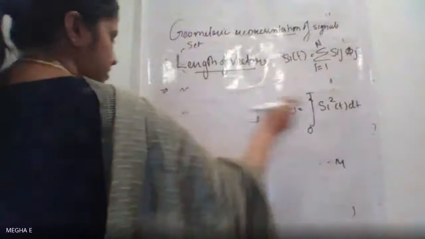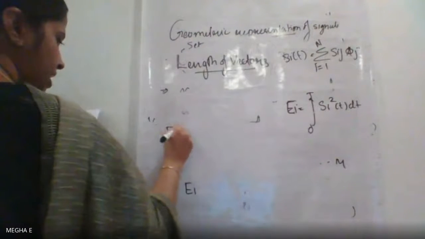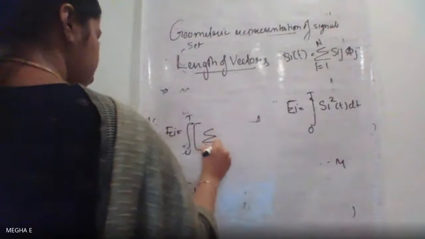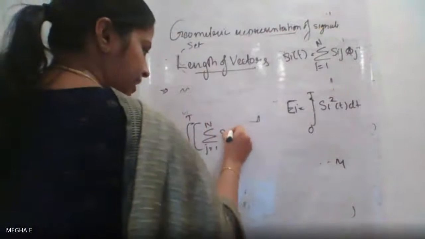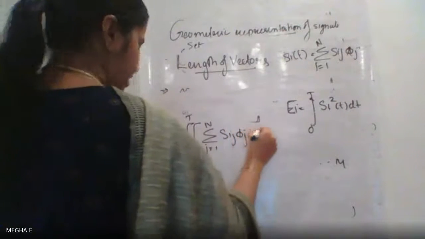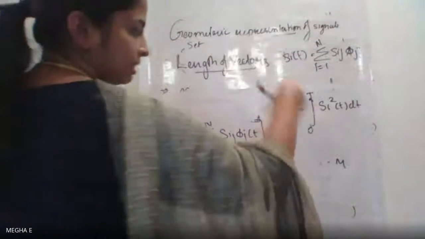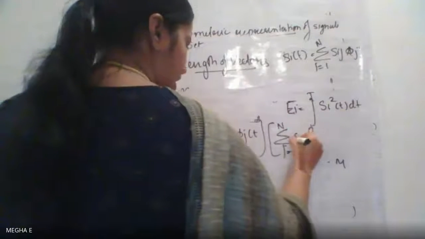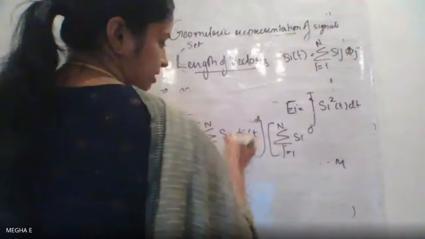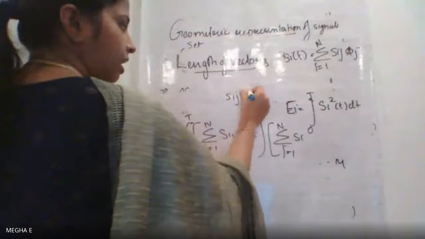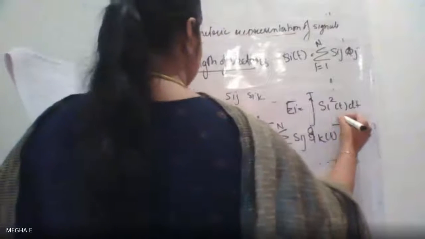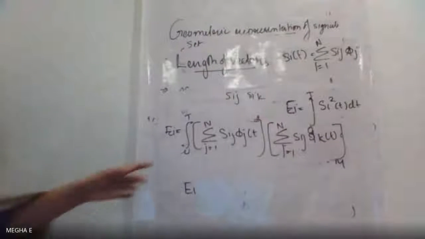When we substitute the value of Si into this, we get Ei as the integral from 0 to T of the summation j equal to 1 to N of Sij phi j of t. This is Si. Here we have Si square, so again one more Si, summation over the next variable, that is k, of Sik phi k of t. Is it clear or no?